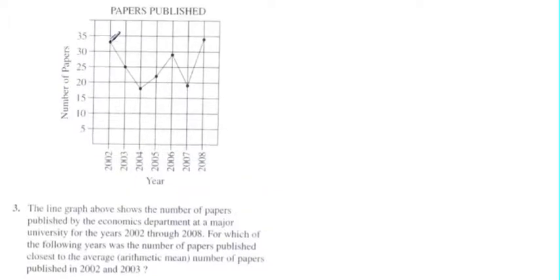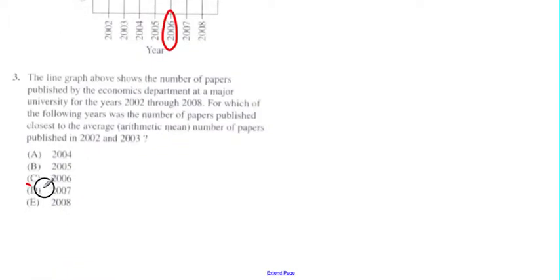2002 was around here, and 2003 was around here. Average between 2 points will be somewhere around the middle. Then it seems to be 2006 seems to be the answer here, as you can see. Choice C.